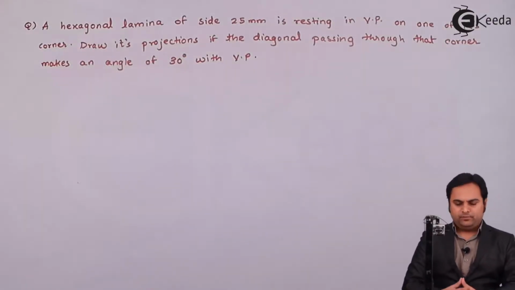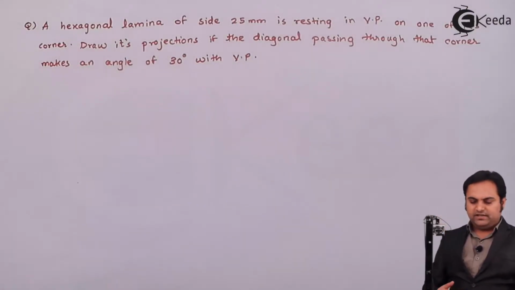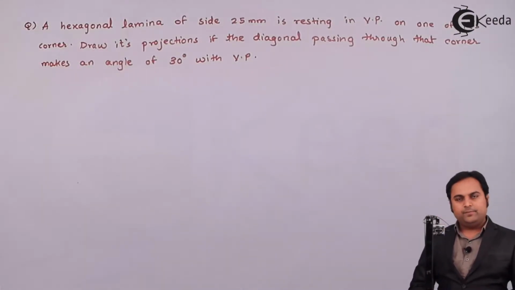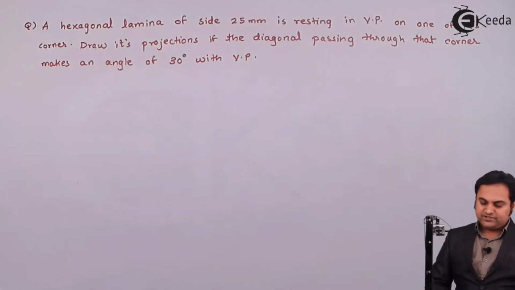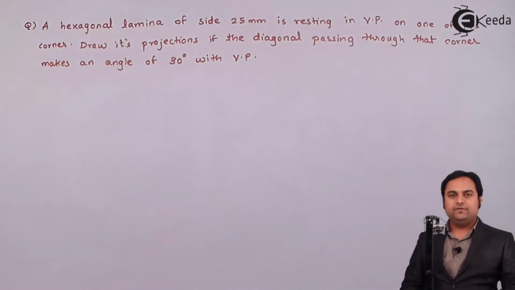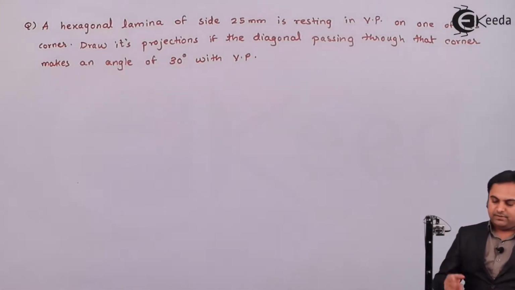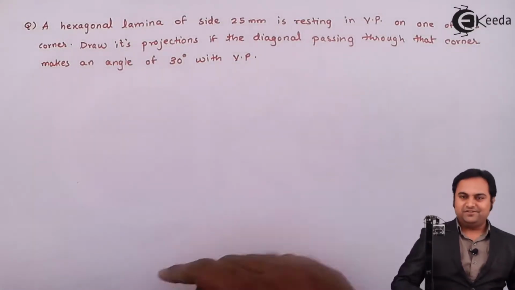We are going to see a problem on a projection of plane which is based on hexagonal lamina. Here the question is, a hexagonal lamina of side 25 mm is resting in VP on one of its corner. Draw its projections if the diagonal passing through that corner makes an angle of 30 degree with VP. So I'll explain the condition by drawing the XY line and locating VP HP. So let us get started.